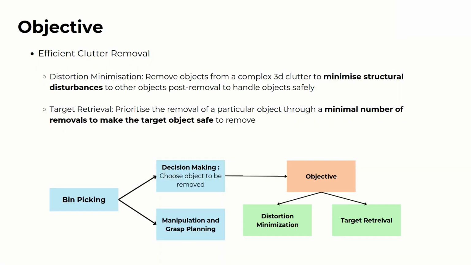The objective of this work is to address efficient clutter removal in robotic manipulation, focusing on two critical goals: minimizing structural disturbance to a given clutter and retrieving a specified target object with as few removals as possible. Existing approaches either rely on rigid heuristics or require extensive computation, often failing to generalize to dense real-world clutter. Our work aims to bridge this gap by learning a decision-making policy that balances both objectives in a unified framework.